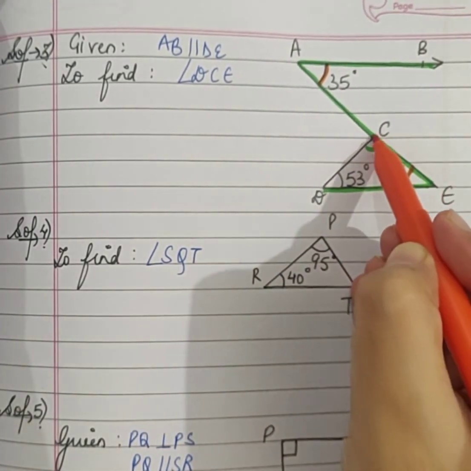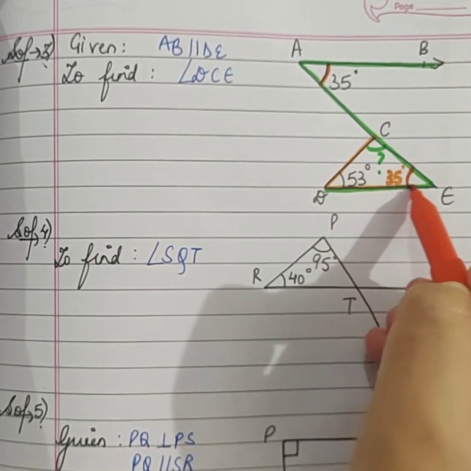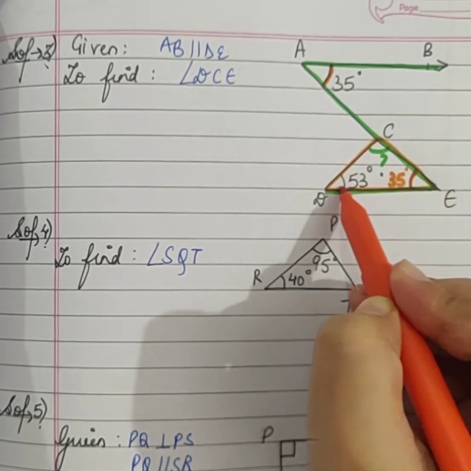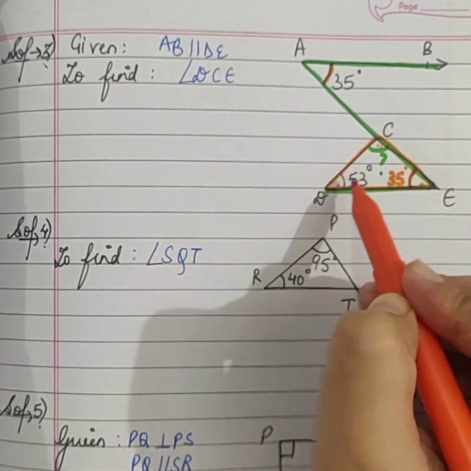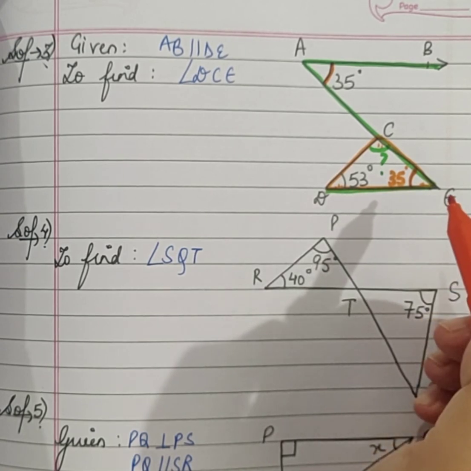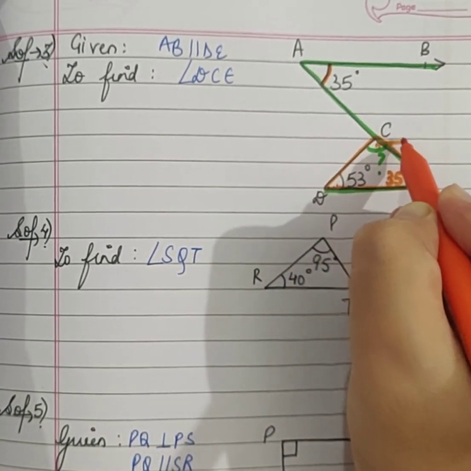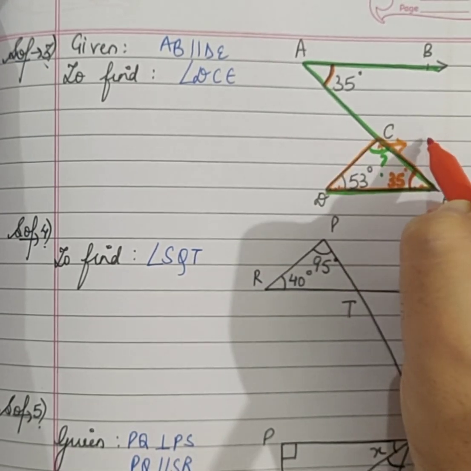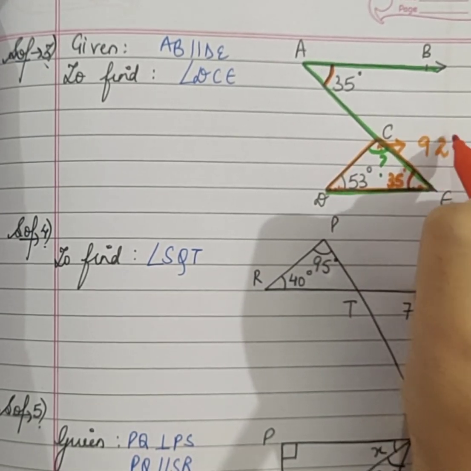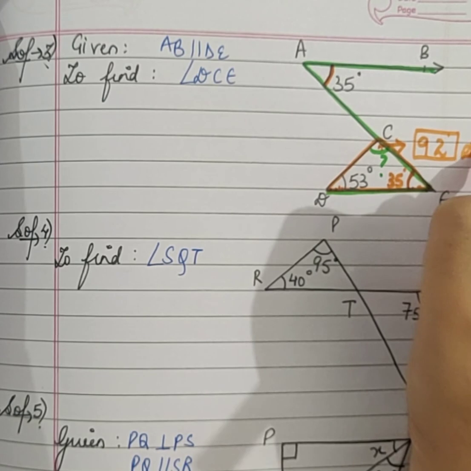Now if we consider this triangle CDE, the sum of these three angles will be 180 degrees due to angle sum property of a triangle. This is 53, this is 35. So automatically this will turn out to be 92 degrees. This is the answer.